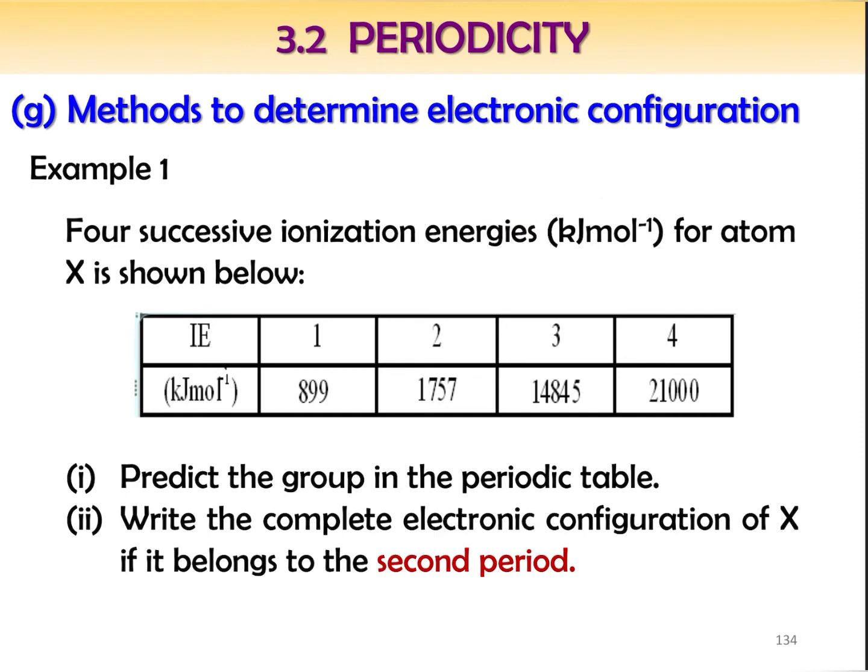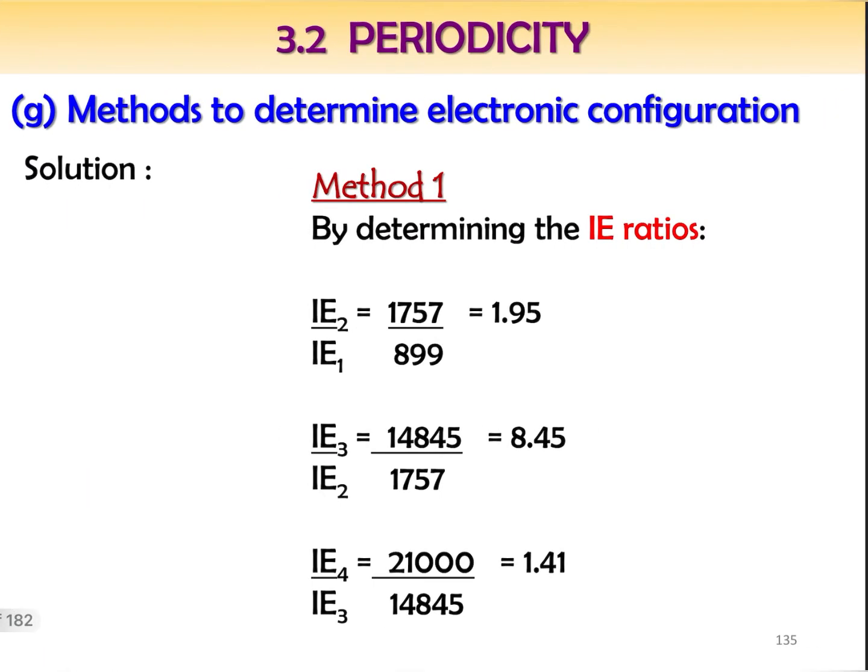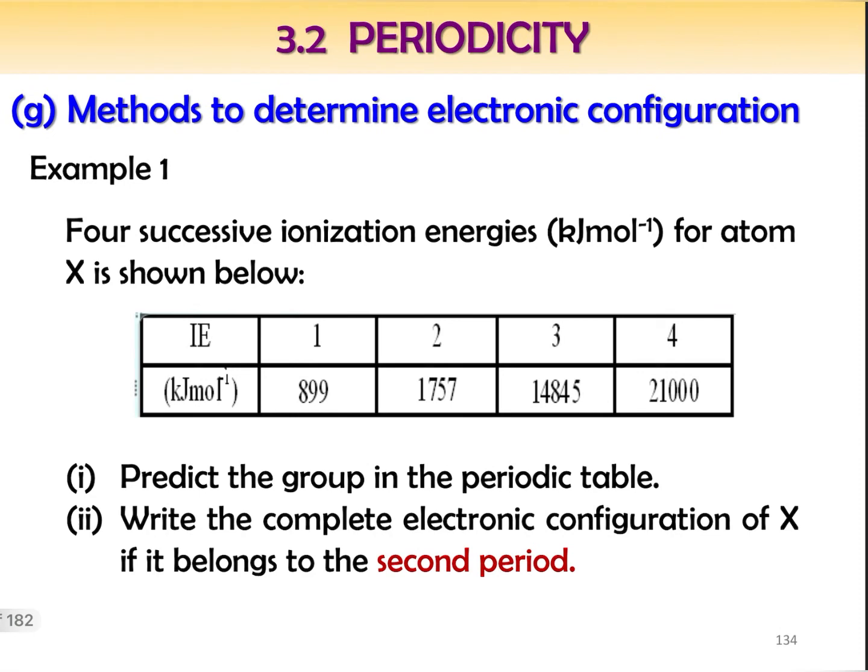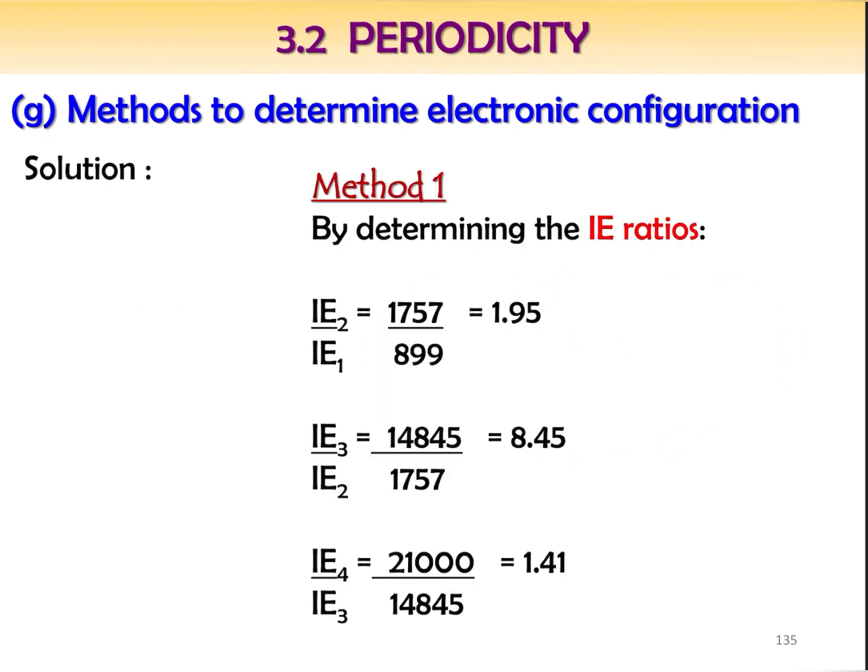Okay, so for this example 1, okay, ni adalah first IE, second, third and fourth. Okay, so predict the group and then write the complete electronic configuration if it is belong to second period. Okay, if you guys nak guna method 1, so method 1 kita cari ratio. So cari ratio means, okay, kita akan compare between IE2 dengan IE1, okay, and then IE3 dengan IE2, IE4 dengan IE3.